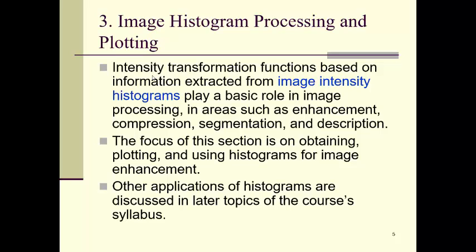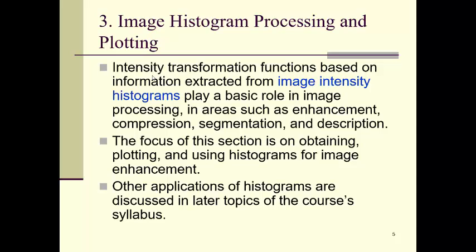So I have, for example, level 1, 2, 3, 4, and so on, and this is the number of pixels having this level. Here we say that intensity transformation functions based on information extracted from image intensity play a basic role in image processing. As you will see later, I can make use of this information in order to enhance the quality of my image, in order to increase the contrast, making a bigger difference between the brighter pixels and the darker ones. So we can use it for enhancement.